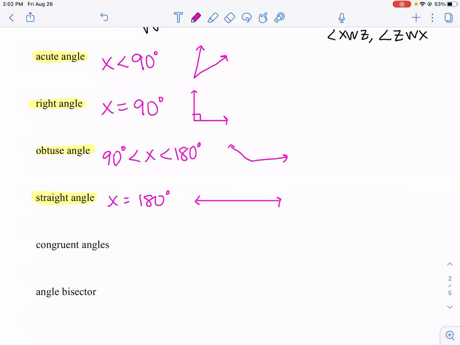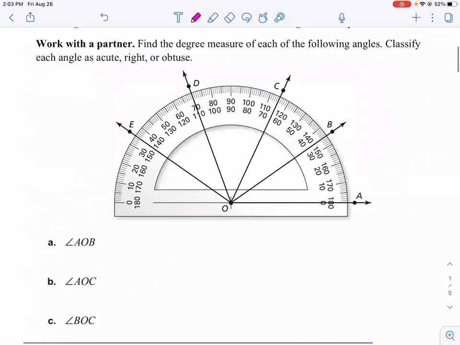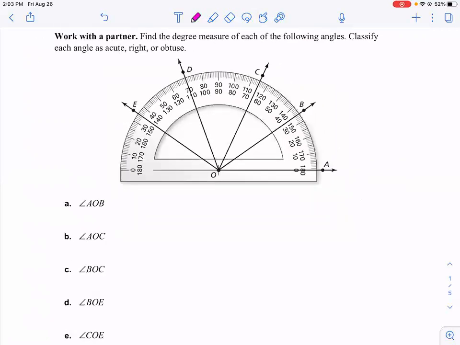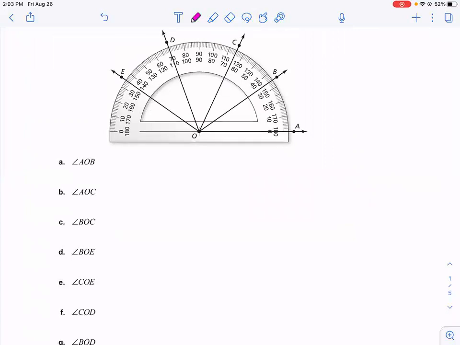All right, so I would like you to turn back to this page right here. Flip the page one previous, page 22. This is a protractor. So you can see the little numbers here.